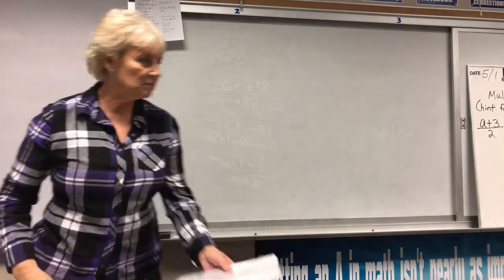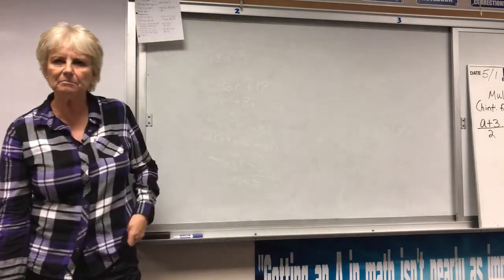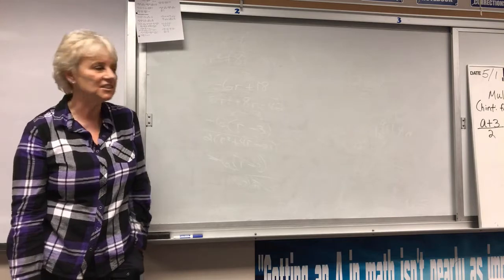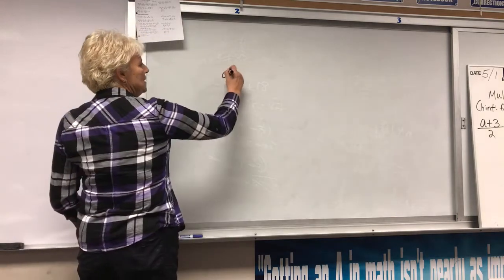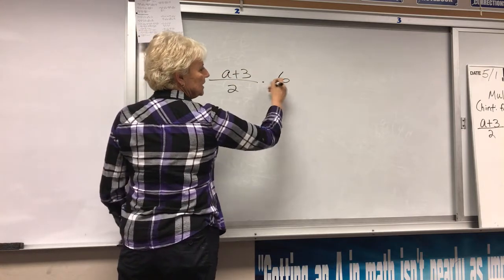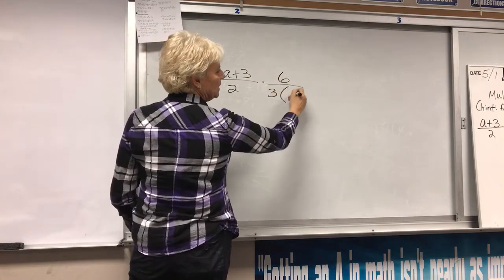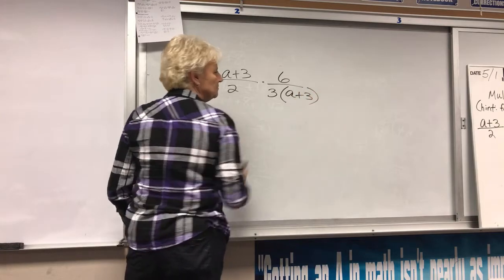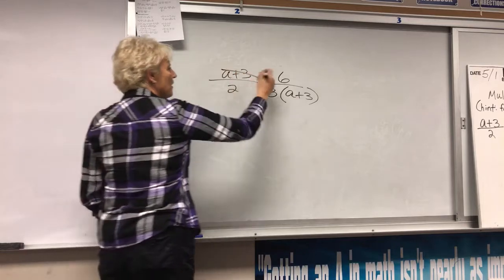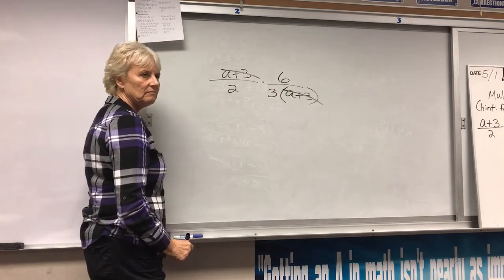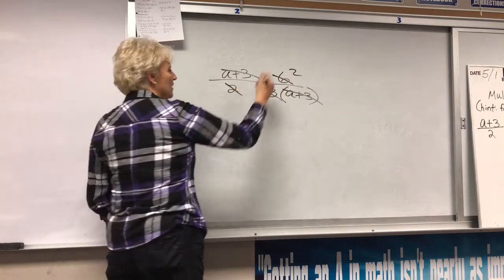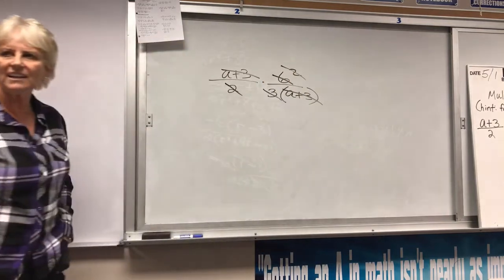Okay, today's lesson. Anybody have a 1 for an answer on the bat? That's the answer. A plus 3 over 2 times 6 over 3 times A plus 3. I factored the denominator. Cross that out. Cross that out. Cross that out. All you got left is 1.